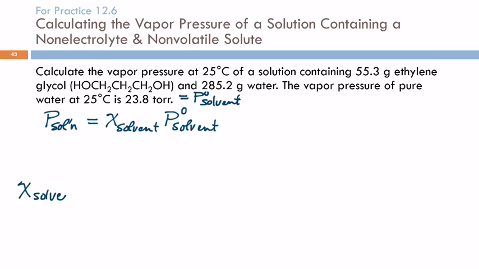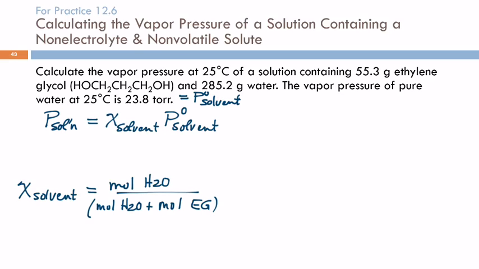So chi solvent equals the moles of solvent. What's the solvent here? Water. So it's the moles of H2O divided by the moles of everything in there: the moles of H2O plus the moles of ethylene glycol. I'm going to call that EG because it's too long.